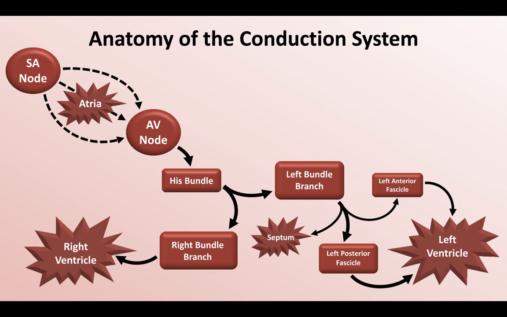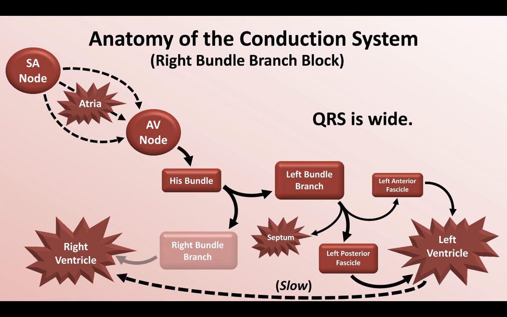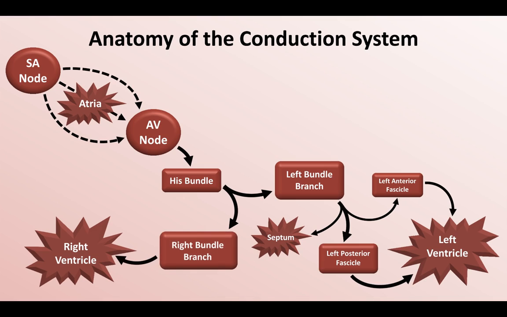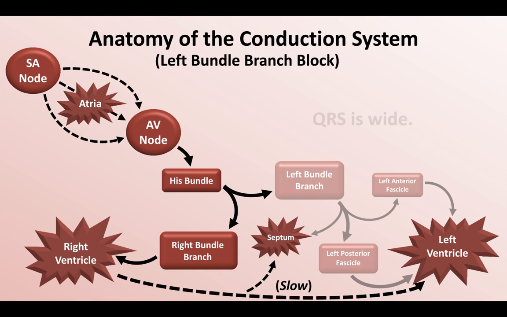In some circumstances, when the right bundle is non-functional, known as a right bundle branch block, the right ventricle must receive the signal for depolarization from the left ventricle. Since this signal is not transmitted along the same specialized conductive tissues that comprise the bundle branches, depolarization of the right ventricle is slow compared to the left. This results in a wide QRS complex. When the left bundle is blocked, so are the anterior and posterior fascicles, and thus both the septum and the left ventricle must be depolarized slowly via the right ventricle, again resulting in a wide QRS complex.